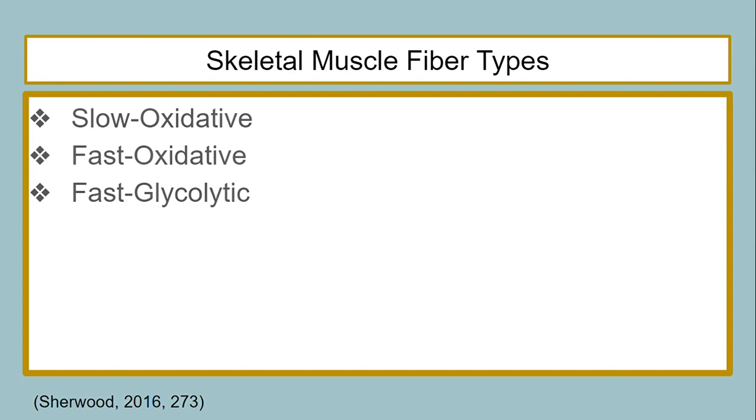Finally, we have the fast glycolytic. These also include fast contractions, but conversely, they have few mitochondria, few capillaries, a low hemoglobin content, and they typically are white in color.